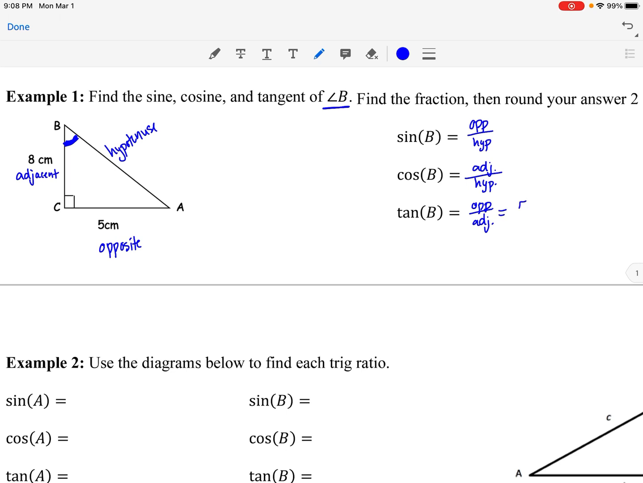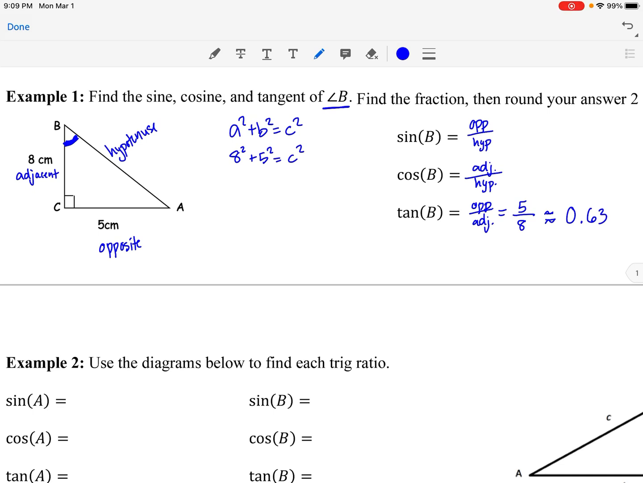So for tangent, I have opposite, which is 5 centimeters, over the adjacent, which is 8 centimeters. And then I plug that into my calculator. If I round to the nearest 2 decimal places, I get 0.63. So that is approximately equal, since I had to round, 0.63. Okay, so now in order to find the sine and cosine, I need to find the hypotenuse. I don't have that yet, but it is a right triangle. So I can use a squared plus b squared equals c squared, because I actually know the 2 legs. So I can fill in 8 squared and 5 squared, and that will give me c squared.